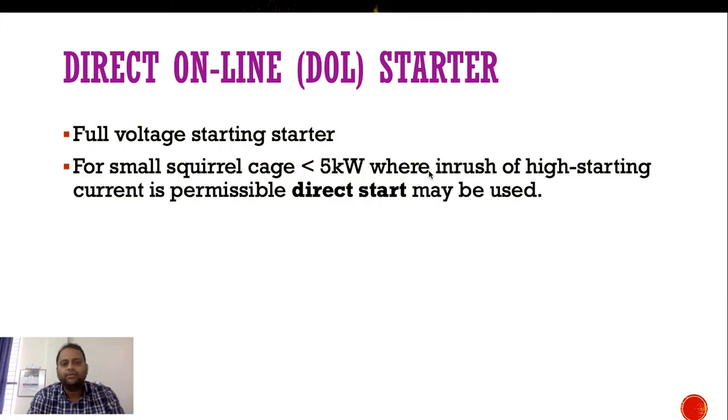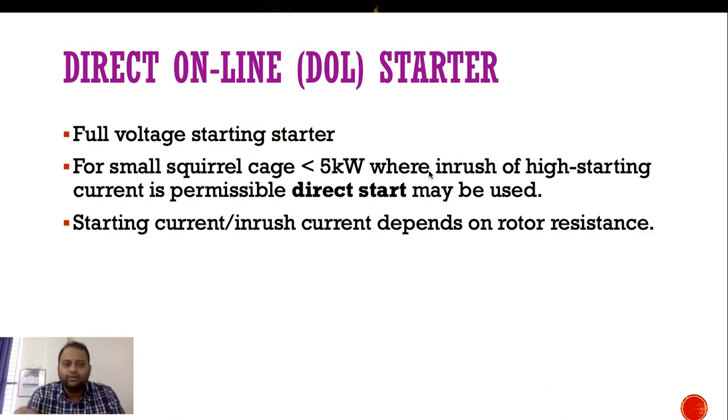These are usually used for small squirrel cage motors, usually below 5 kilowatts, because the inrush current coming from the supply to the motor is not that high. So the supply power system can supply that current. It's not taking a huge amount of current where other equipment in the line will get a voltage dip. That's why it is specially said that we have to use this method only for motors of 5 kilowatts or less, not more than that.